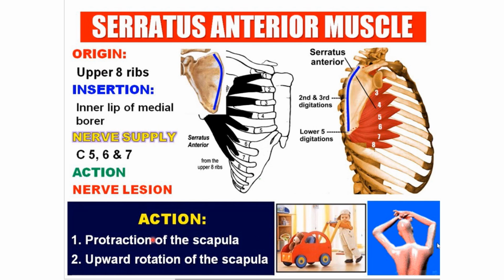So two things. Serratus anterior muscle originates from the first to the eighth rib. It inserts on the inner lip of the medial border of the scapula here. It is supplied by C5, C6, C7 nerve roots. And then for the action, it causes protraction of the scapula, moving the scapula forwards, and then also upward rotation of the scapula, moving the scapula upwards. Okay, or moving your hands above your head.